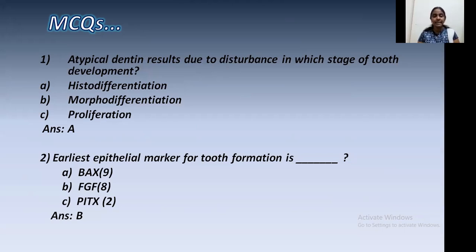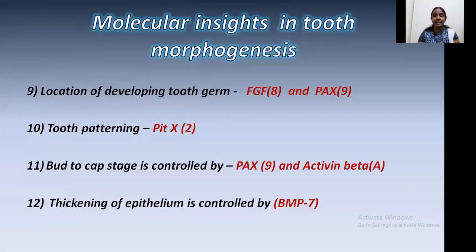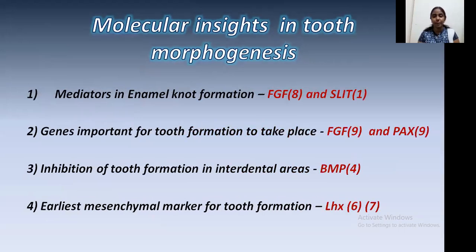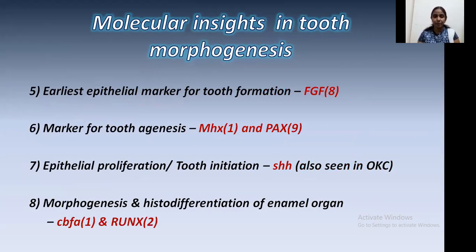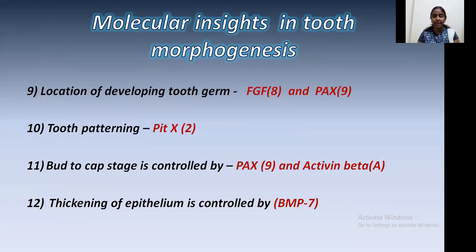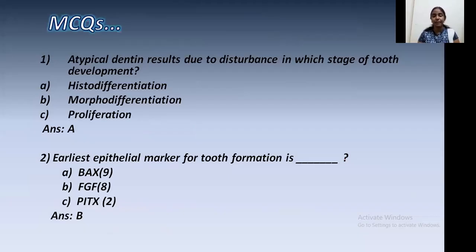Second one, earliest epithelial marker for tooth formation is dash. Earliest epithelial marker is FGF8. Students, always remember, molecular insights in tooth morphogenesis is a one word. Here in this slide, I have listed all possible molecular insights. So kindly make a note of them and learn them by heart. Thank you.